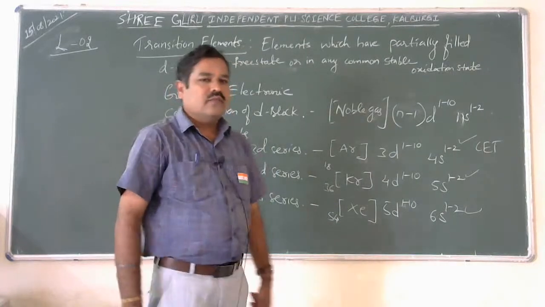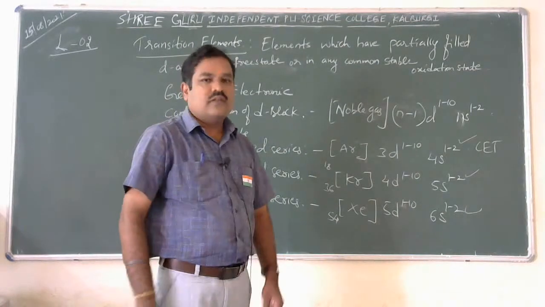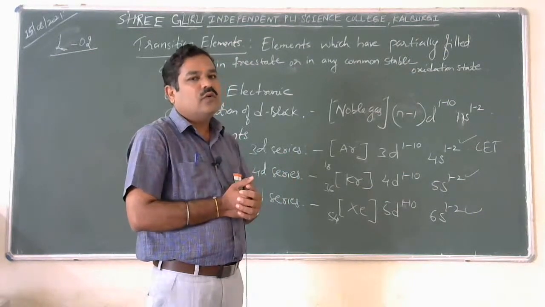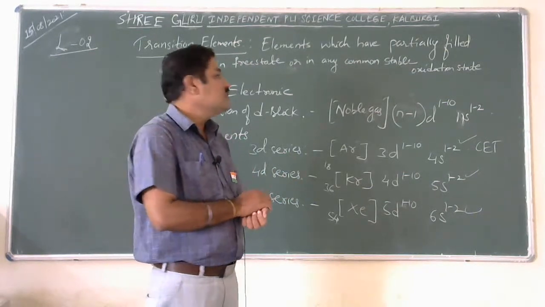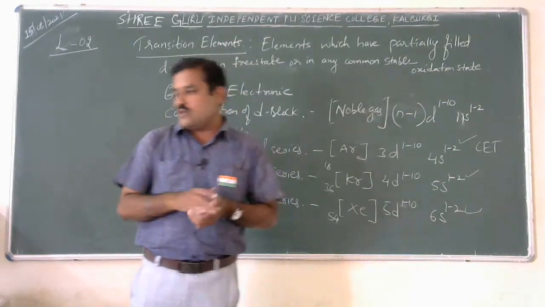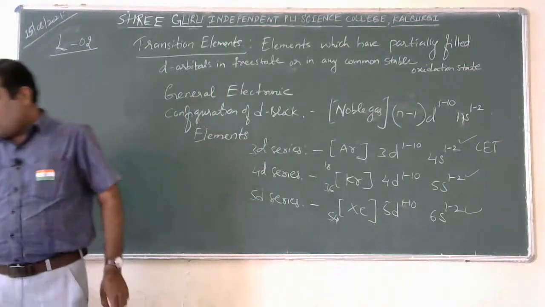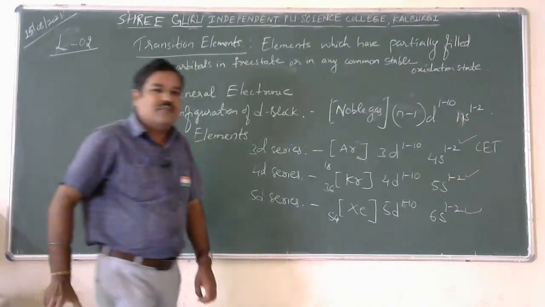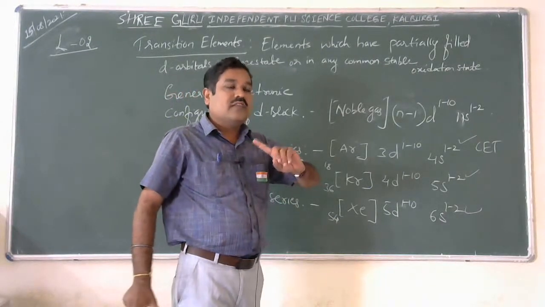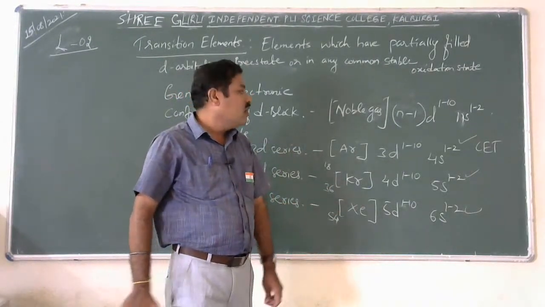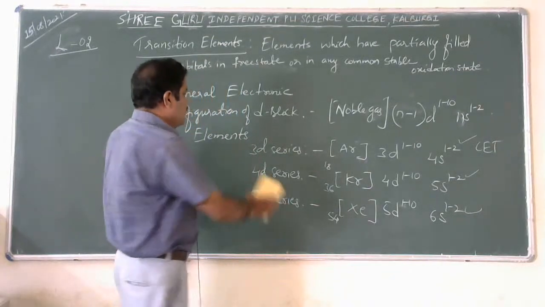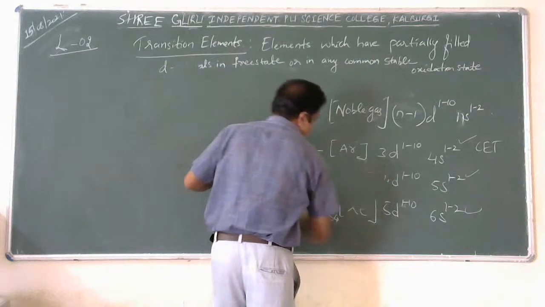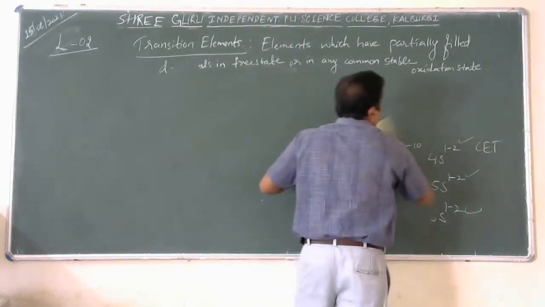After understanding the group and outer electronic configuration, what are the elements belonging to this particular group? The next term is, as I told you, transition elements. All d block elements are not transition elements, but all transition elements are what? They are d block elements. How? Let us see.